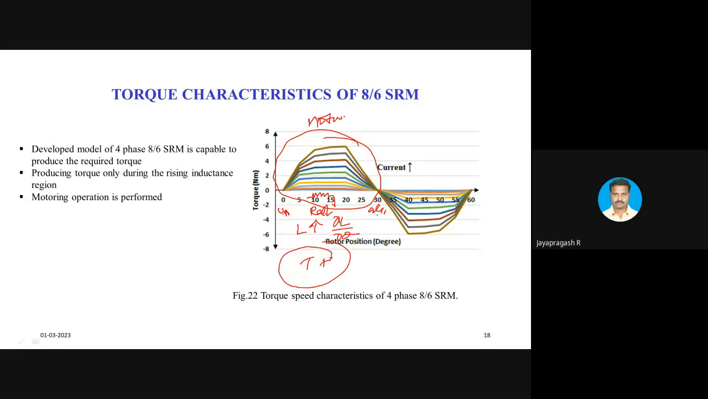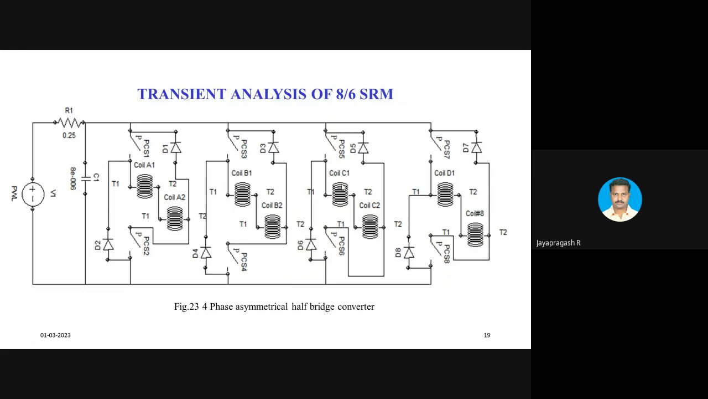Whenever the rotor leaves the aligned position, dL/dθ is negative, and the machine produces negative torque. So if you capture this portion and excite the phase winding in the drooping inductance region, it can operate as a generator. So using SRM in an electric vehicle, you can implement the motoring mode of operation as well as the regenerative braking mode of operation. That is the idea behind the torque speed characteristics.